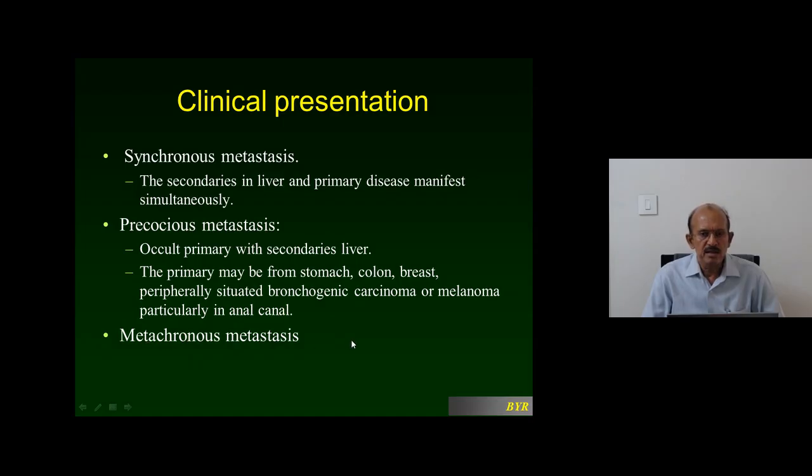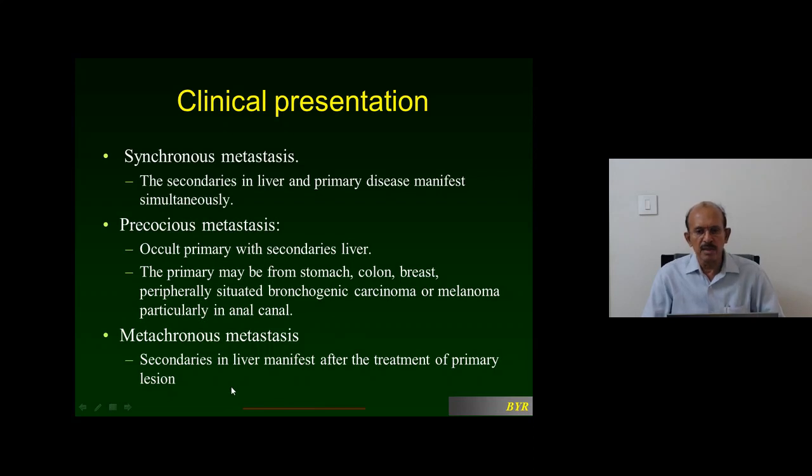Metachronous metastasis. Secondaries in the liver manifest after the treatment of the primary lesion. For example, a patient with carcinoma breast comes to you. You do all the examinations and investigations and find a lesion confined to the breast only. Then you plan surgery and do the surgery. One year later, the patient comes to you with a mass in the right hypochondrial region, and when you scan, you find multiple nodules in the liver. Then it is called metachronous metastasis. So patients can have all 3 types of manifestations.